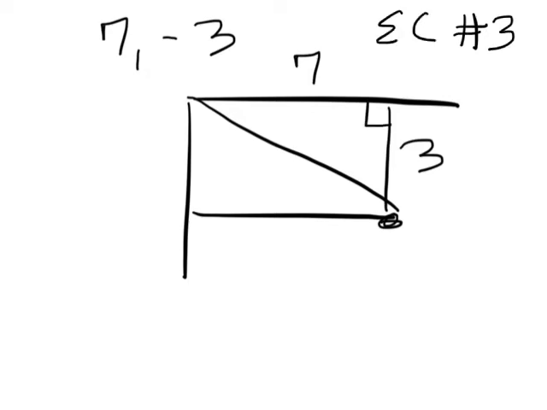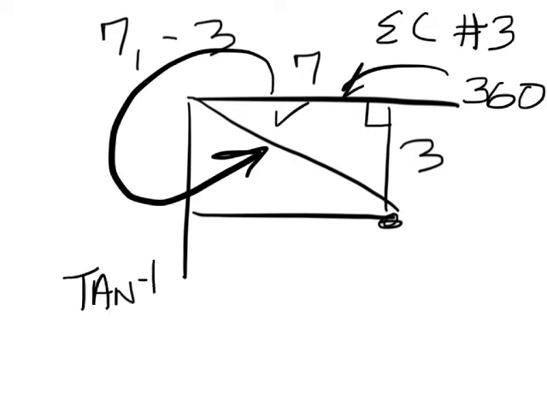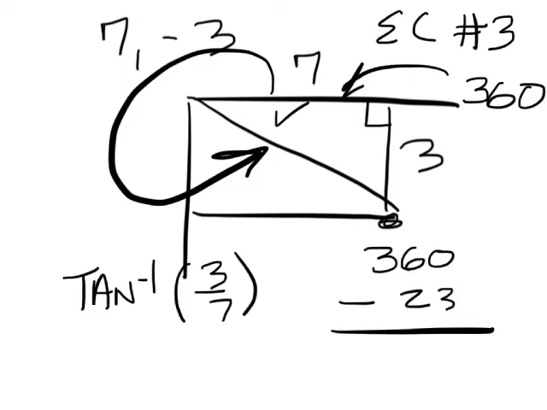EC3. Right triangle, and now we have to find theta, which goes all the way around to here, so we're going to do 360 minus this value here when we find it. That should be inverse tangent of 3 over 7. On the calculator, inverse tangent 3 over 7 rounds to 23. So we need 360 minus 23, and that comes out to be 337.